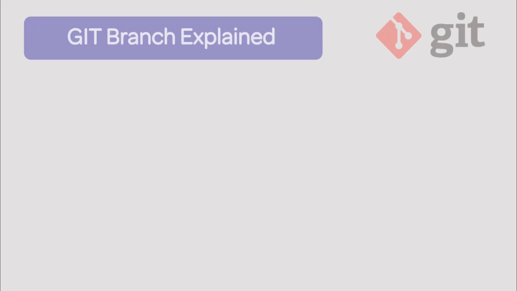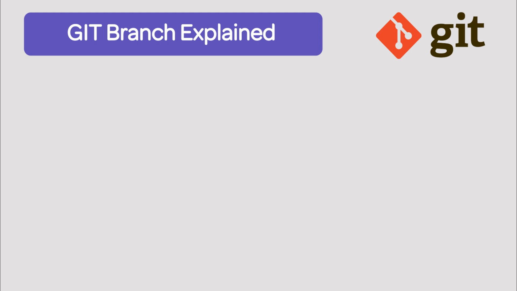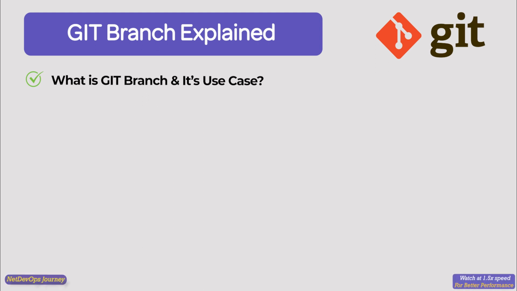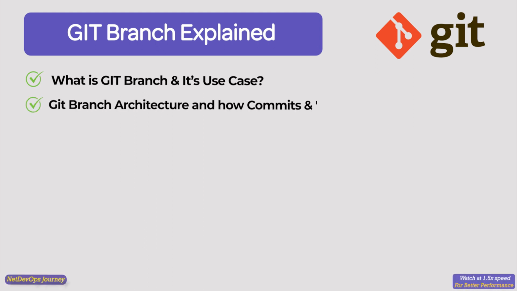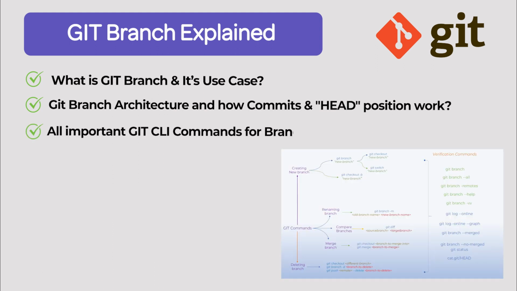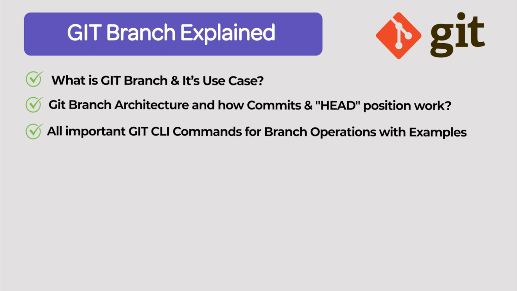So in this video, we are going to talk about how the Git branch operation works. First of all, we are going to see what a Git branch is and its use case. Then we'll cover the Git branch architecture and how the commit and the head position work. Next, we will see all the important Git commands for the branch operation with some examples. We'll also look at the potential issues you may experience while working with branches.